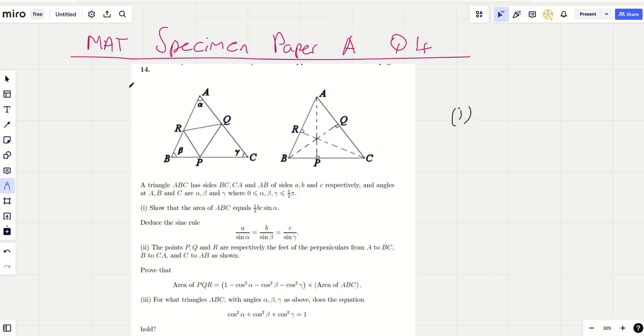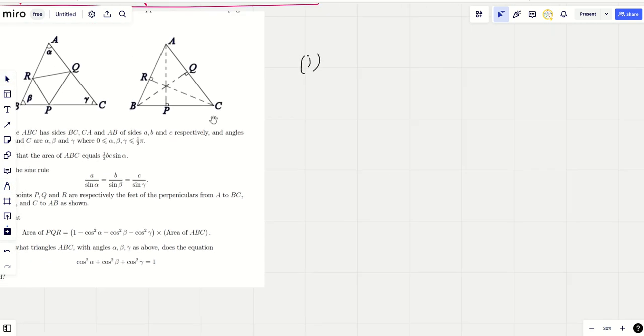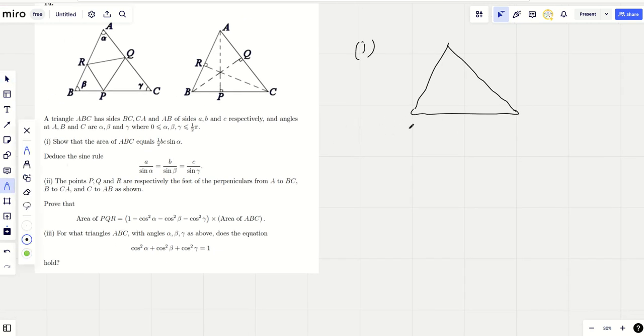Now please, on this kind of question where the diagram is so useful, draw your diagram real clear. So I'm going to draw it like theirs, and I'm not going to put all the other lines on initially, because we're just proving the area of a triangle which has sides A, B and C, and they're using alpha, beta and gamma for the opposite angles. So the sides are A, B and C, and the angles are alpha, beta and gamma. Now, what do they want me to prove? They want me to prove that the area of this triangle is a half BC sine alpha.